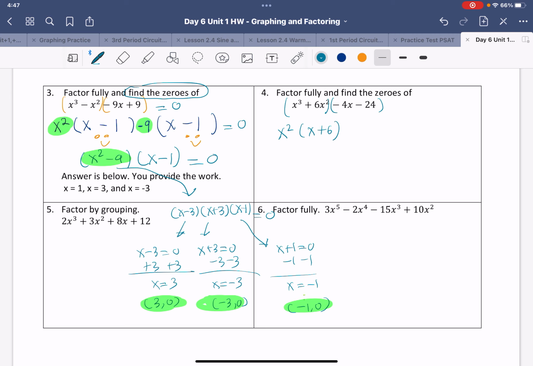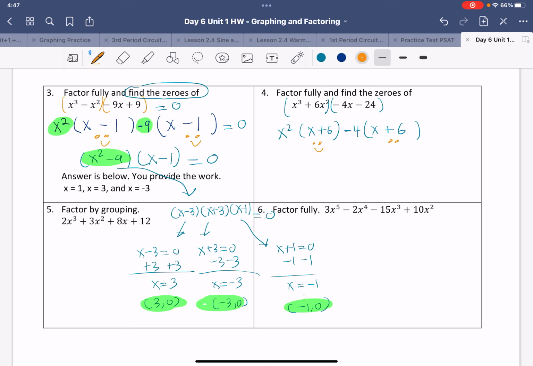Negative 4x and minus 24. If I see a negative sign in the front, I take out a negative sign. And then 4 and 24 are both divisible by 4, so I take a 4 out. Negative 4 times what gives me negative 4x? X. Negative 4 times what gives me negative 24? 6.